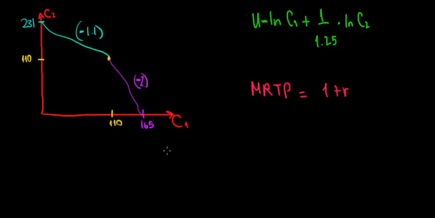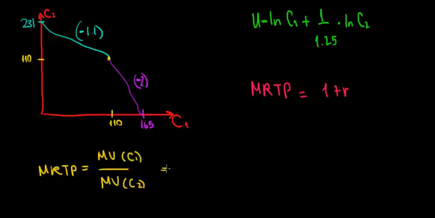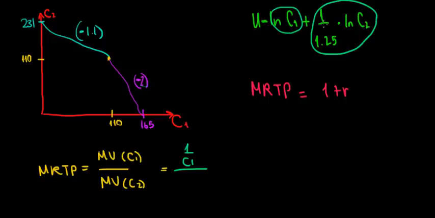MRTP is equal to the marginal utility with respect to consumption in the present divided by the marginal utility with respect to consumption in the future. Now what's that going to be? The marginal utility with respect to consumption in the present is the derivative of the utility with respect to C1, and that's just going to be 1 over C1, divided by the derivative of utility with respect to C2. This term differentiated with respect to C2 is just going to be 1 over 1.25 times 1 over C2.